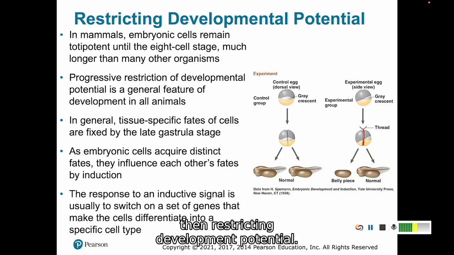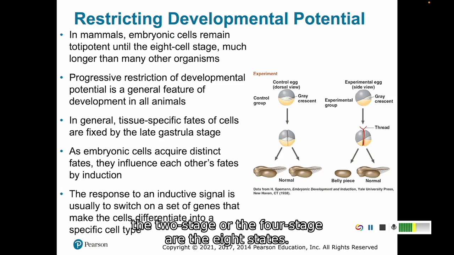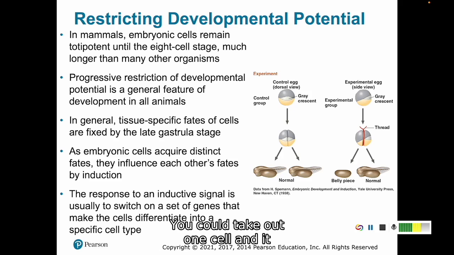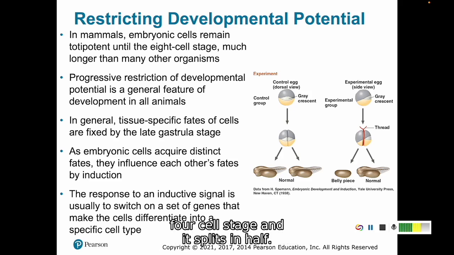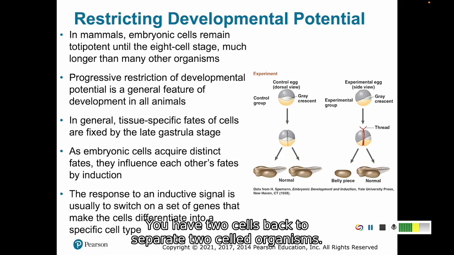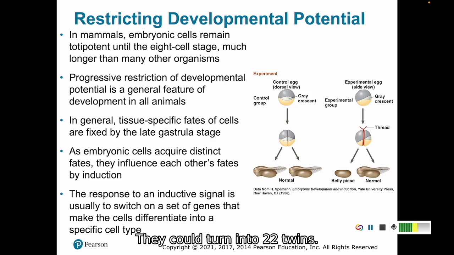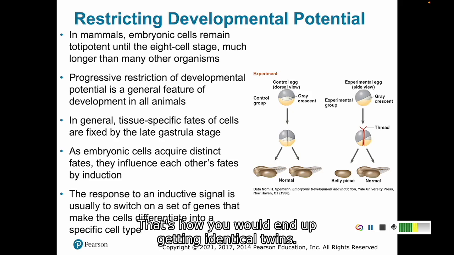And then restricting developmental potential. So in a mammal, if you have a fertilized egg that has gotten to the 2-cell stage or the 4-cell stage or the 8-cell stage, you could take out one cell and it could still develop into an entire person. So if you're at the 4-cell stage and it splits in half, you have 2 cells back at the 2 separate 2-celled organisms. They could turn into two twins. That's how you would end up getting identical twins.